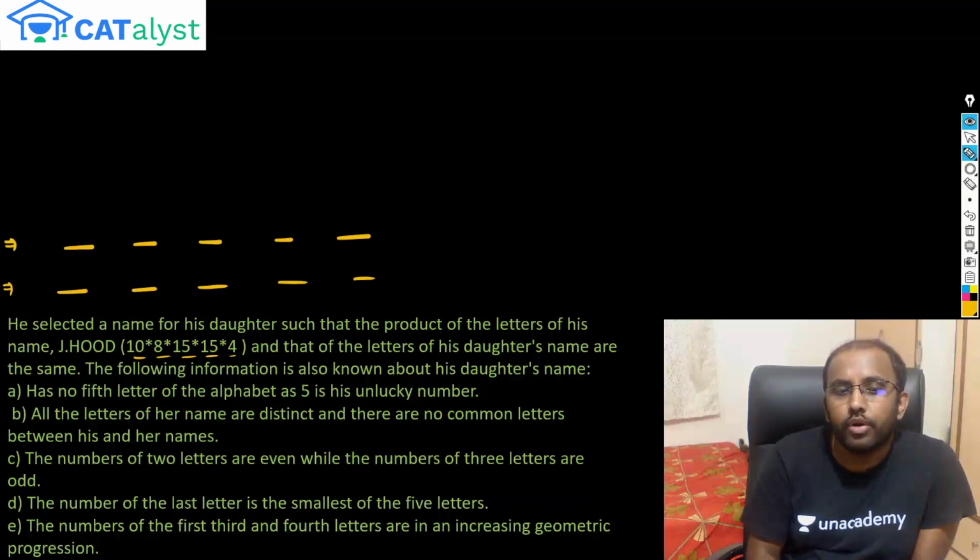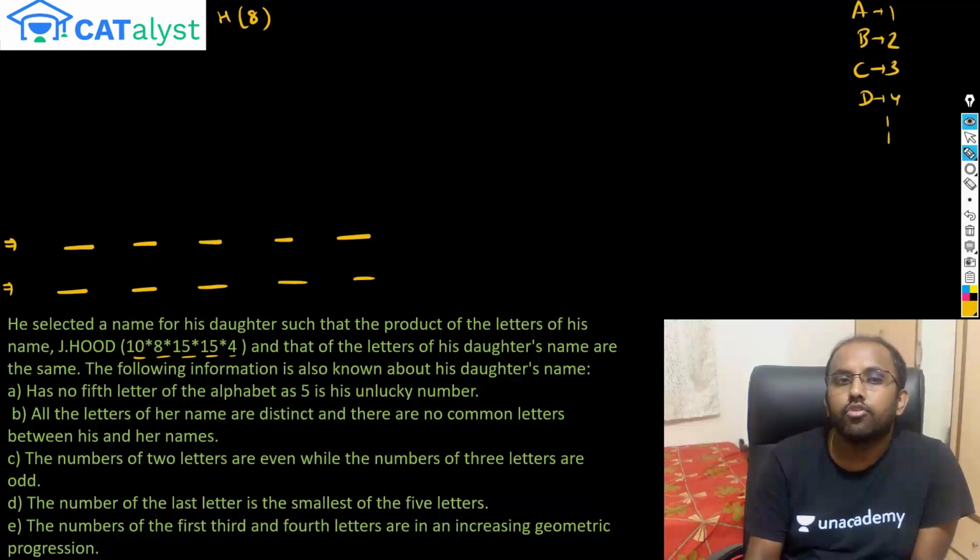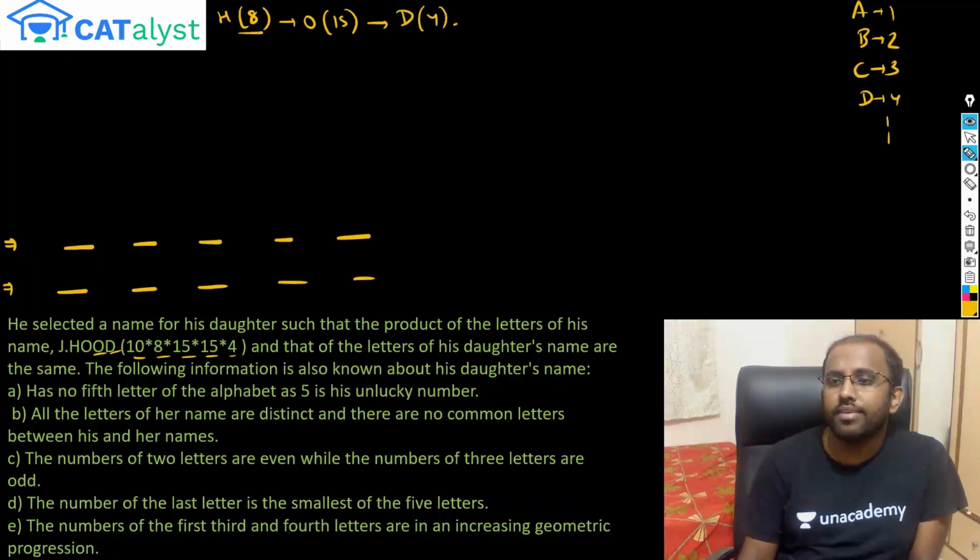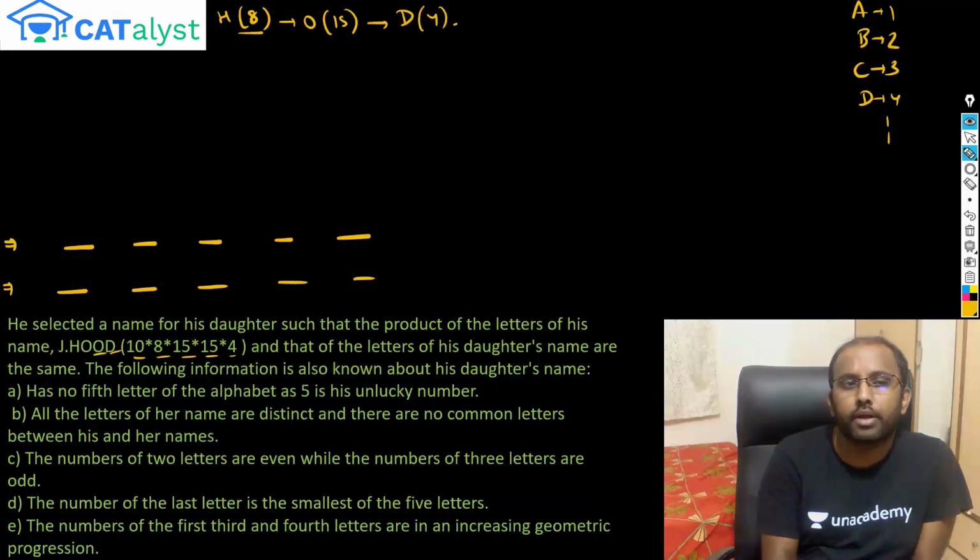For J-H-O-O-D, J stands for 10, H stands for 8. If you number like A is 1, B is 2, C is 3, D is 4, like that, J will come at 10, H will come at 8, O will come at 15, and then D will come at 4. That's the numbering, right? So once I see that, what is the product of the name? Just observe this, guys.